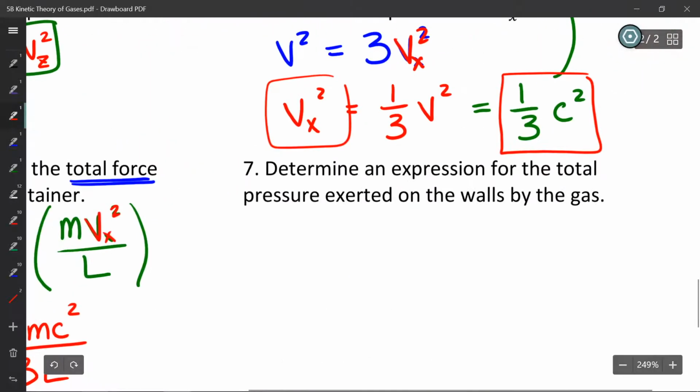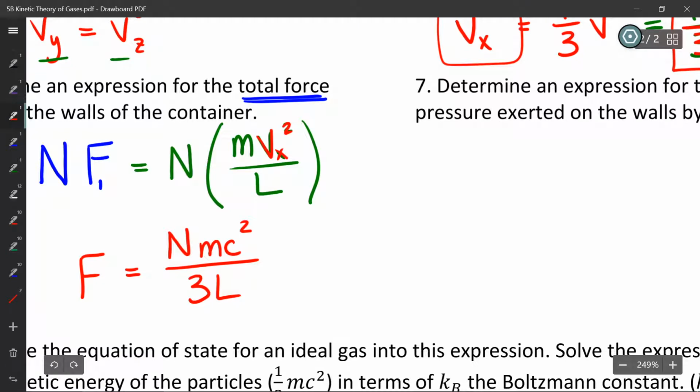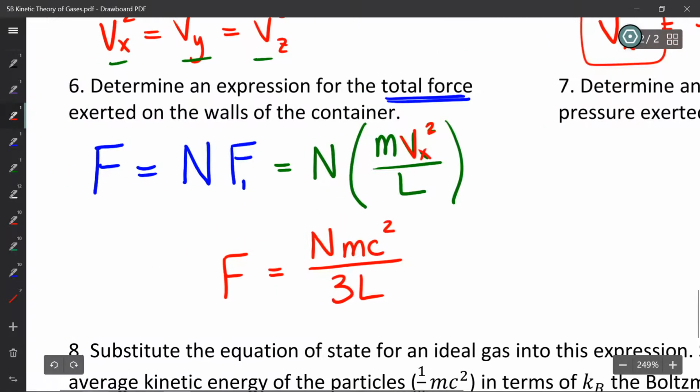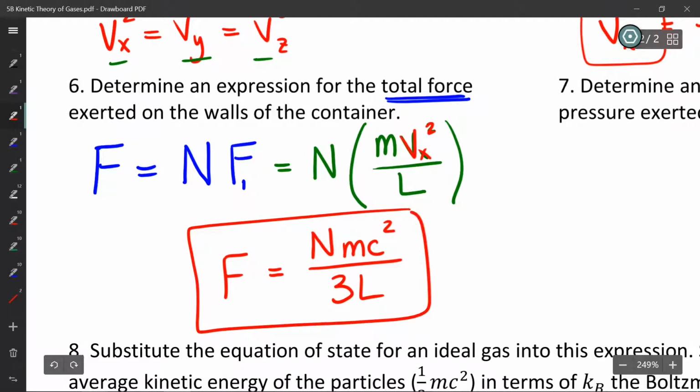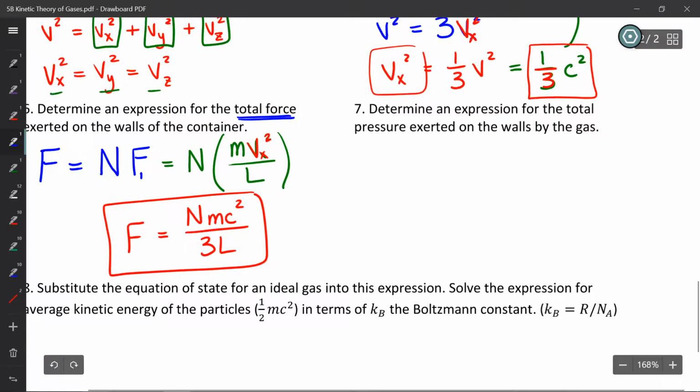And so that divide by 3 right there just ends up going down there to join the L on the bottom. So this is our expression for the total force of all the particles. We're almost done because we don't notice that force. What we notice is the pressure. Pressure is force divided by area.